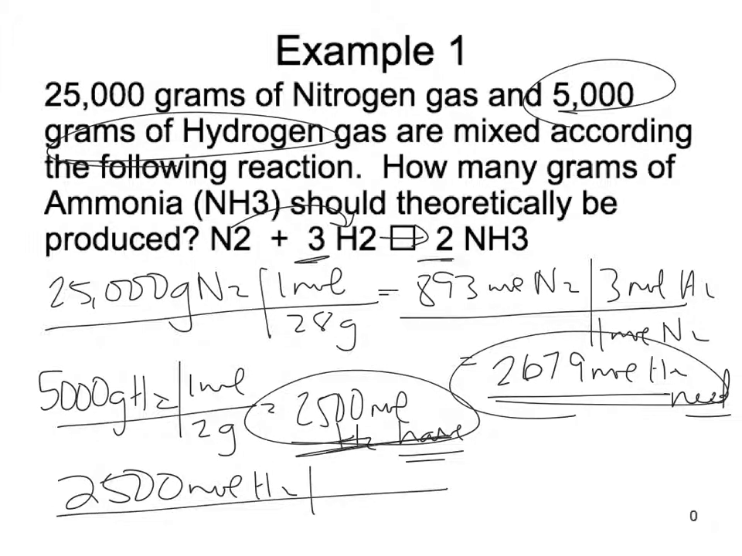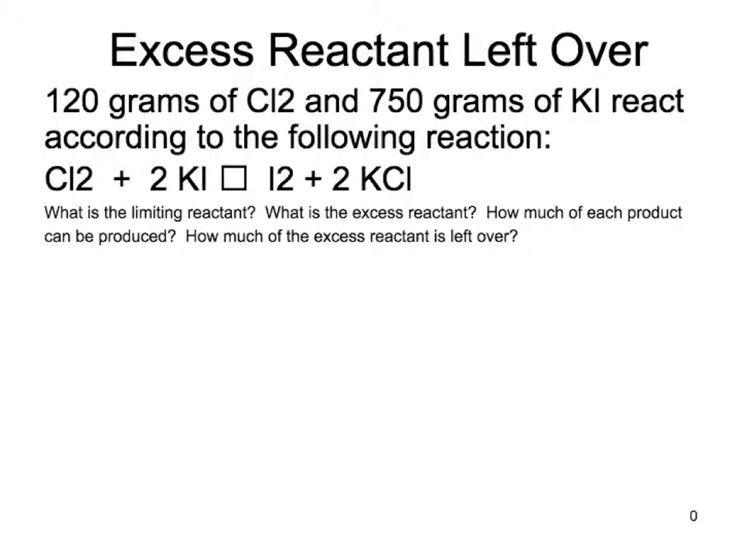3 moles of that should make 2 moles of the product, ammonia. And we will make 2,500 times 2 divided by 3. 1,667 moles of NH3. And we could always get that back to grams by multiplying by 1 mole is 17 grams. Okay, I'm going to do this one in the next video.